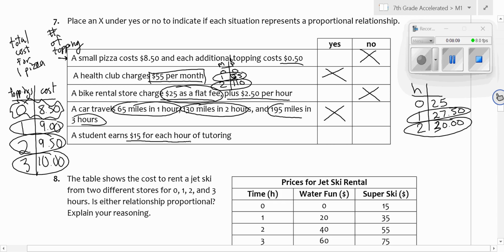And again, if we were to make a table, if you got 0 hours, you get paid $0, 1 hour 15, 2 30, and that would simplify. It starts at the origin and goes with equivalent ratios here, so that's a big yes. Okay.